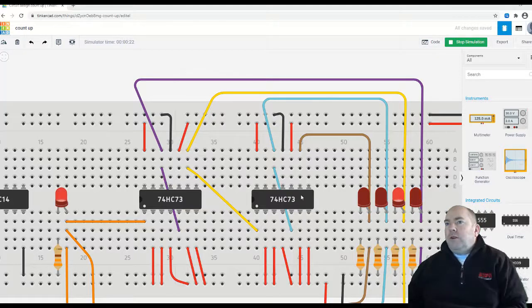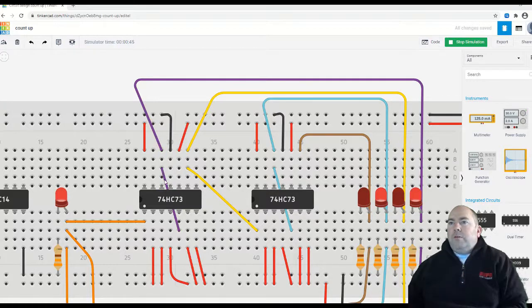So that is flip-flop 1, basically flip-flop 2. This would be flip-flop 3. This would be flip-flop 4 outputs. So these are all lining up there, so that's basically my bit 0, bit 1, bit 2, bit 3 of my number.